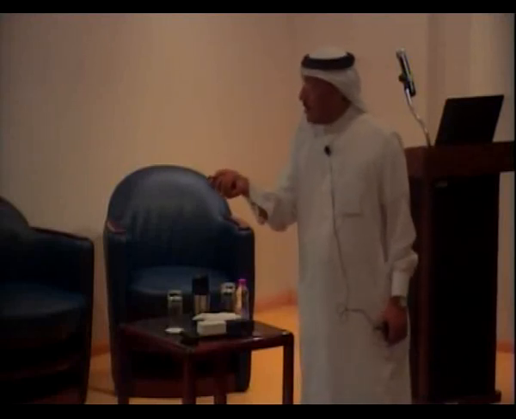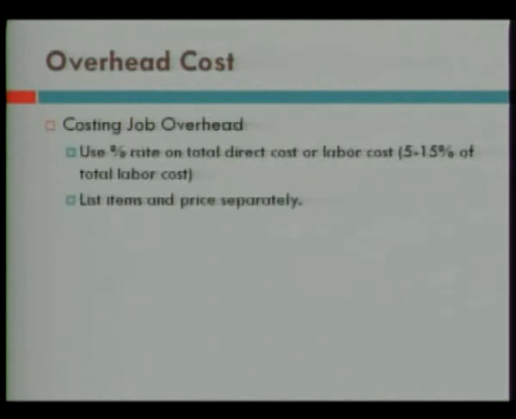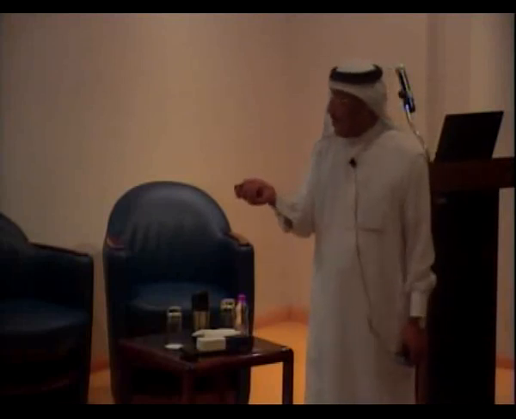There are others, just like supervision, temporary office, temporary toilets, temporary water, inventory cost, cleanup, building permits, all of those. They should be considered as part of the overhead, the job overhead. The cost, there are two methods. One, either you can say it's a percentage of the rate, and this is not accurate, but you have to list items and price separately. You have to list all the items that will be required for this.